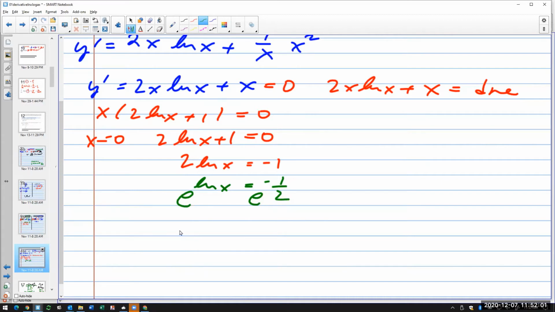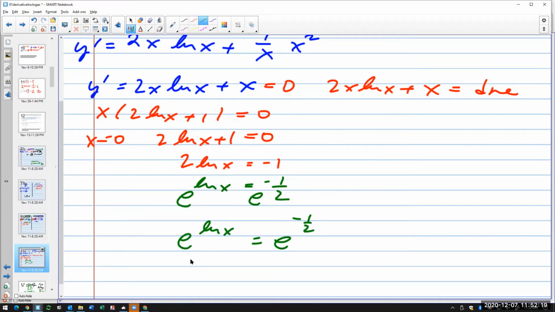It's called exponentiate. So what you get is e to ln of x is equal to e. Let me write it to make sure you understand. E raised to ln of x is equal to e raised to the negative 1/2. That's basically what I did. As long as you do the same to both sides, you're fine. They're still equal.